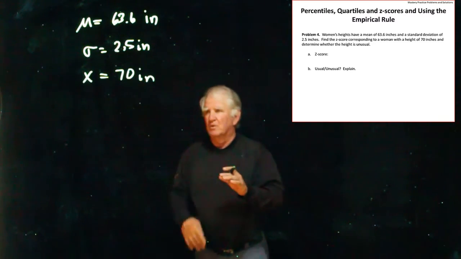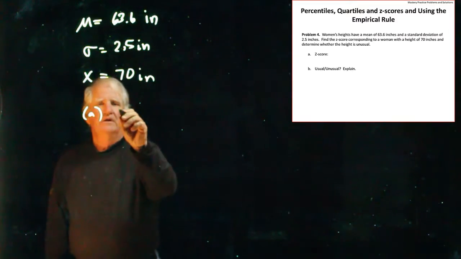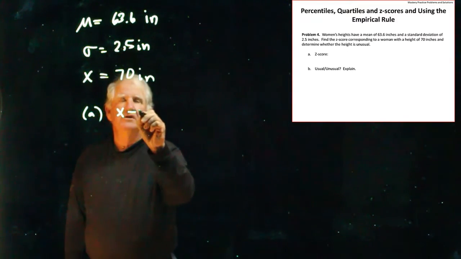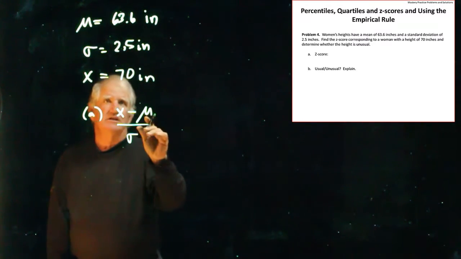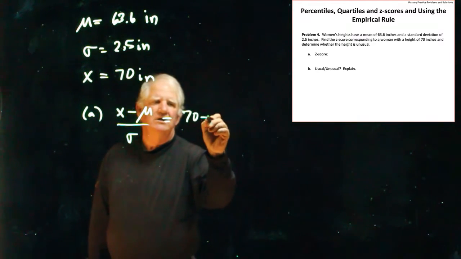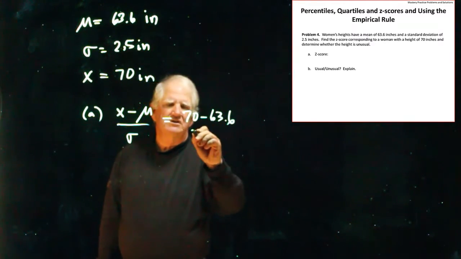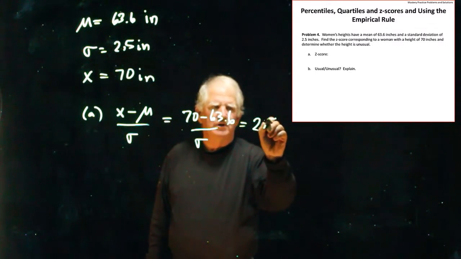So again, if we want to calculate the z-score, it's just the difference from the mean divided by the standard deviation. So this is x is equal to 70, minus 63.6, divided by sigma, and I've done that problem and the answer is 2.56.